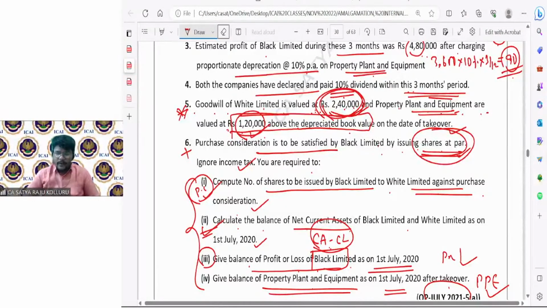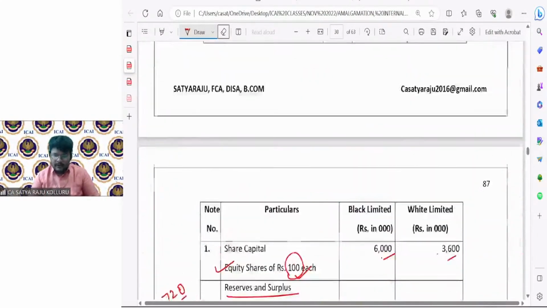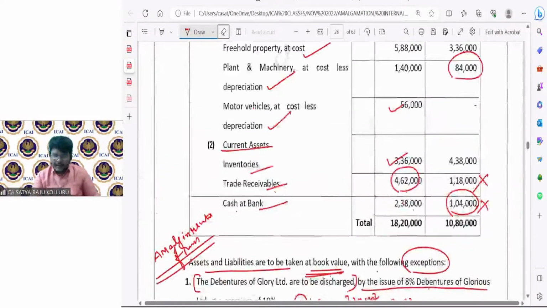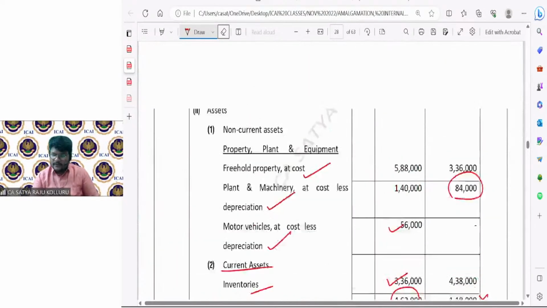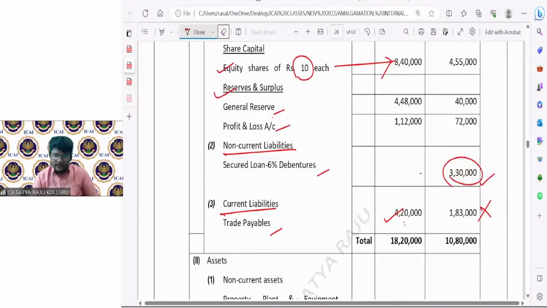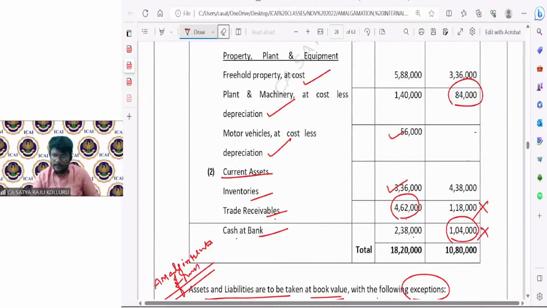Yeah, why not? So what he's asking, I understand. So the liquidator of Glory Limited is appointed for collection from trade debtors, right? How much did he collect from trade debtors here? He is thinking of the accounting treatment in the books of the selling company. 1,10,000 he collected from debtors. If you check the debtors balance in Glory, it is 1,18,000. Out of 1,18,000, only 1,10,000 was collected.